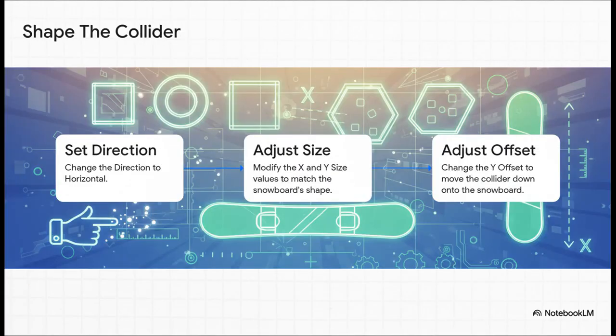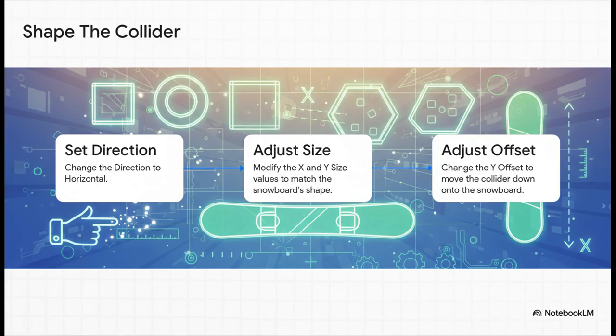Okay, you'll see this default vertical capsule pop up. We just need to mold it to fit our snowboard. First thing, in the component settings, let's change the direction from vertical to horizontal. There we go, now it's pointing the right way. Next, let's play with the size. I'm going to hover my mouse over the X label, then click and drag to the right to stretch it out until it's about the same length as the snowboard. Looks good. Now I'll do the same for Y to control the thickness. I'll make it much, much thinner.